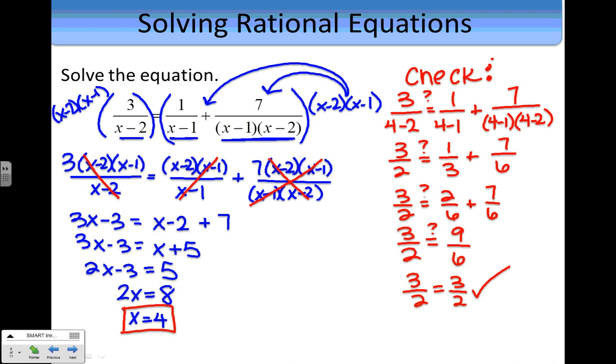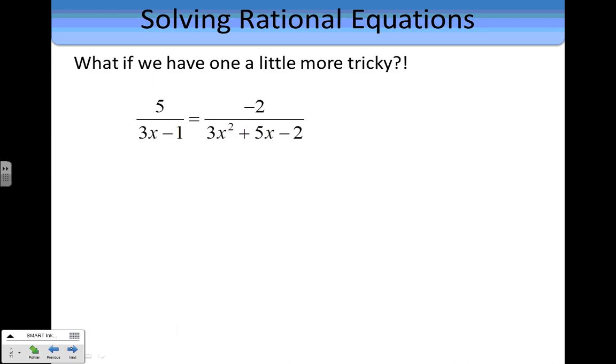All right, let's do one last example where we have an equation that is a little bit more tricky, where we have to follow all the steps. So 5 over 3x minus 1 is equal to negative 2 over 3x squared plus 5x minus 2. Our first step that we wrote down in our steps was to factor the denominator of all of our rational expressions.